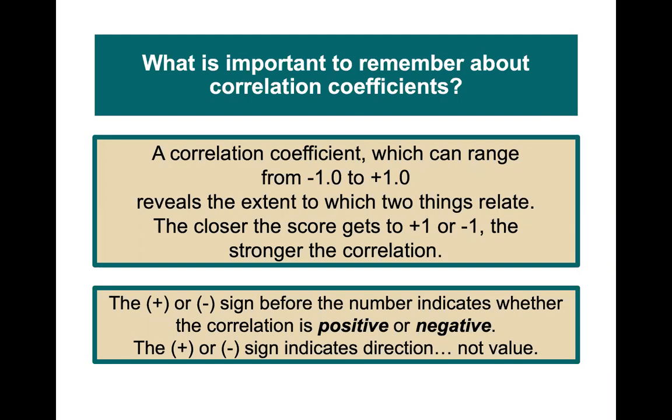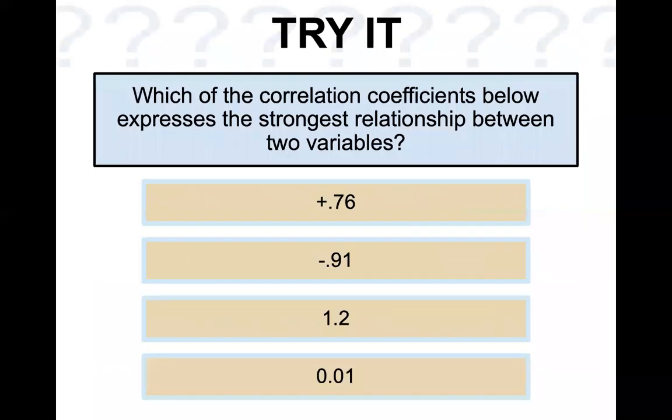Okay, so I want you to do a little comprehension check and try it. Which of the correlation coefficients below expresses the strongest relationship between two variables? So your first instinct might be to say, oh wow, positive 0.76 is the largest number in value. But actually remember, when we're talking about correlation coefficients, they go from negative 1.0 to positive 1.0. And so the strongest correlation right there would be the negative 0.91. 1.2 is not an acceptable value because it's over 1. So negative 0.91 would be the strongest correlation, and it would indicate a very significant negative correlation between two variables.